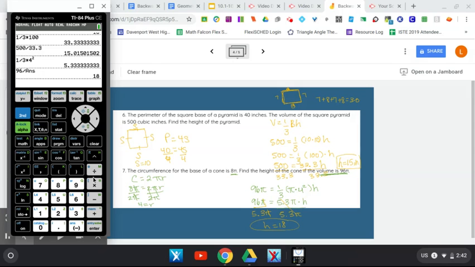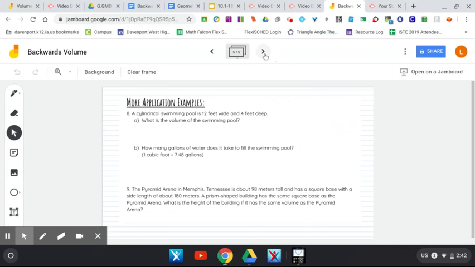Now you should have gotten basically the same thing if you just did 96 divided by 5.3. You would have gotten 18.1. So we would have been off by just a smidge, but it would have been close enough. Okay, so last slide here. So we have a couple more application examples.